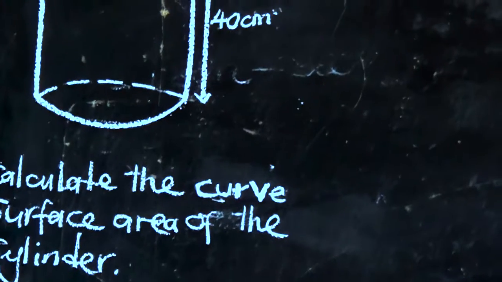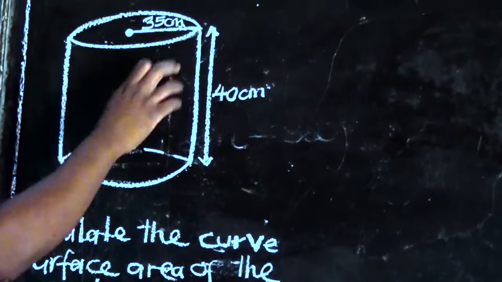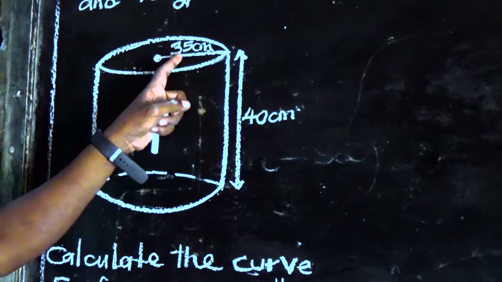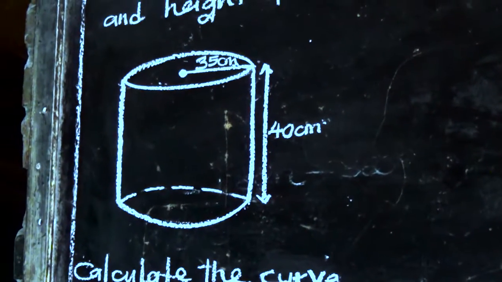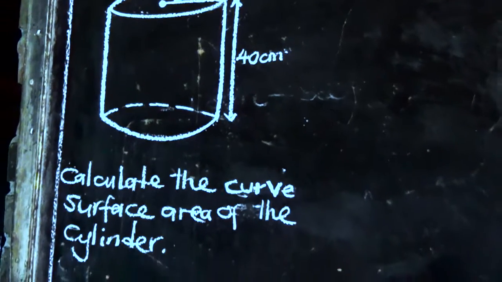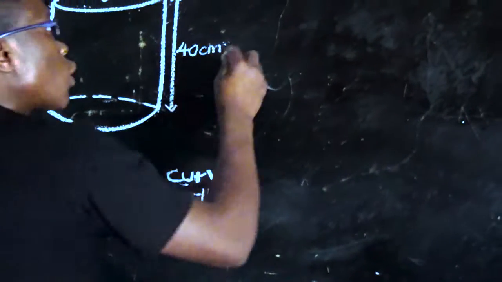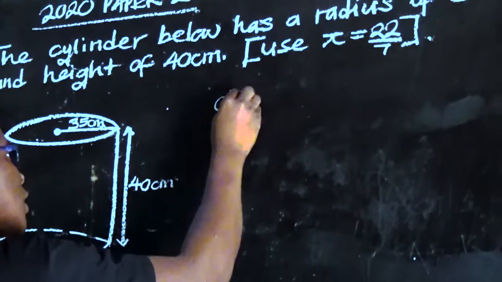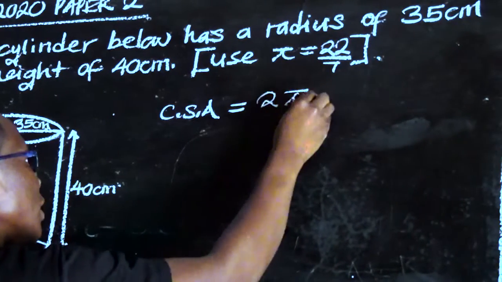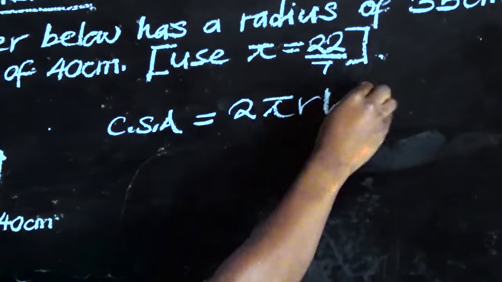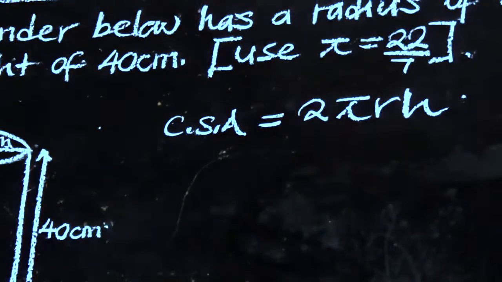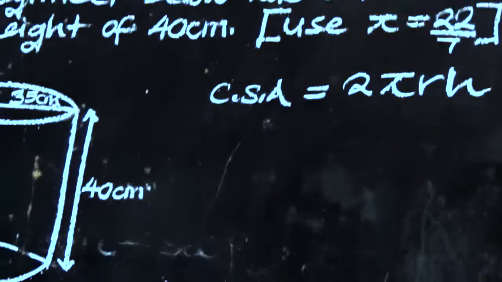So they want us to find the curved surface area for this particular cylinder, whose radius is 35 and height is 40 centimeters. So in this case, we need to apply the formula we use for finding the curved surface area of the cylinder. Curved surface area is given by 2 pi r h. That's the formula we use, okay? 2 pi r h.